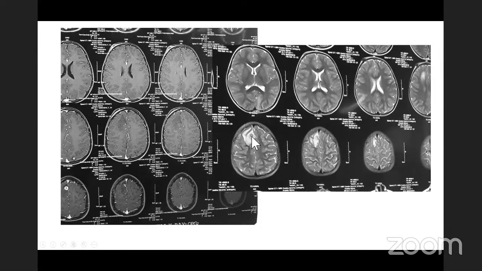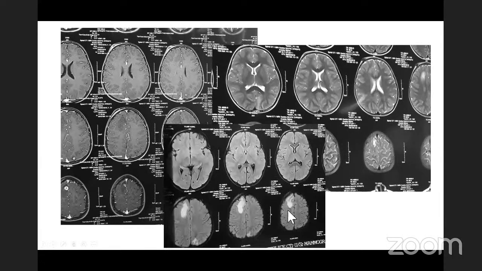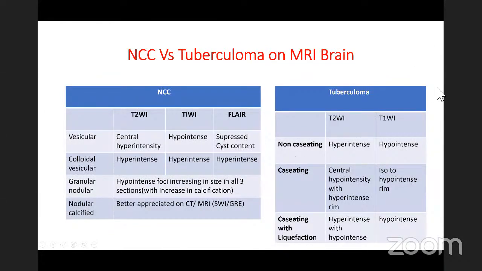So if the core is hyperintense and the child presents with seizure, and we find that it is suppressed on FLAIR, then we should always suspect NCC. This is just a differentiating point: NCC on T2 weighted image is always hyperintense, whereas tuberculoma, unless it is non-caseating tuberculoma, will not be. However, caseating tuberculoma, which is normally seen clinically, will be hypointense with a rim of hyperintensity, as shown before.